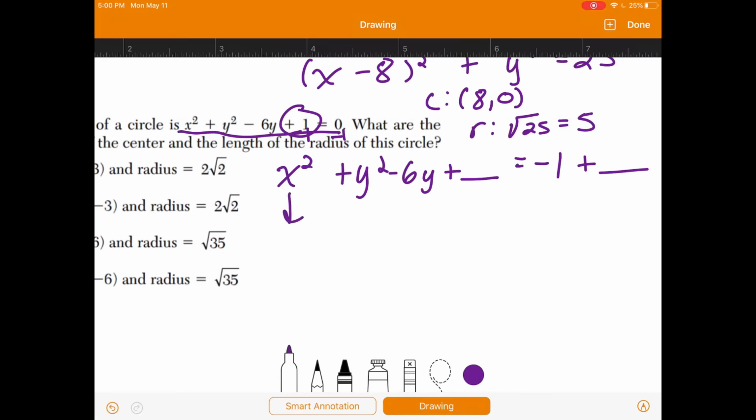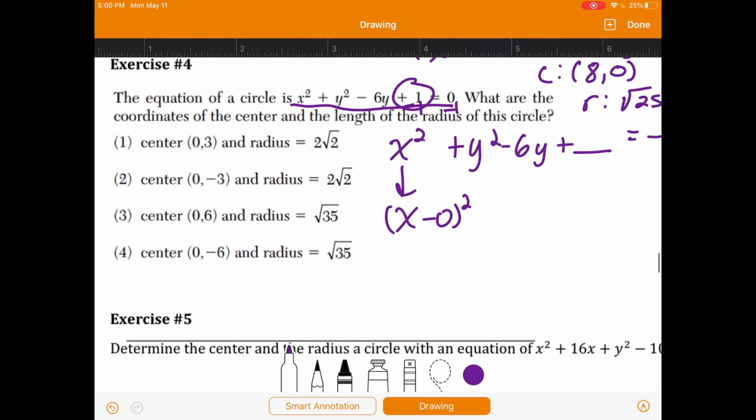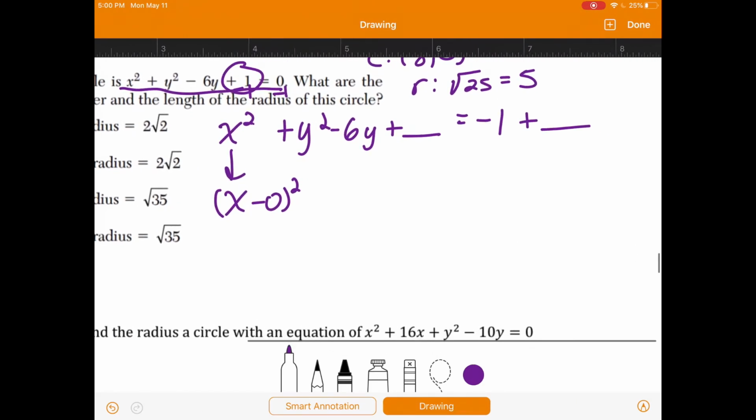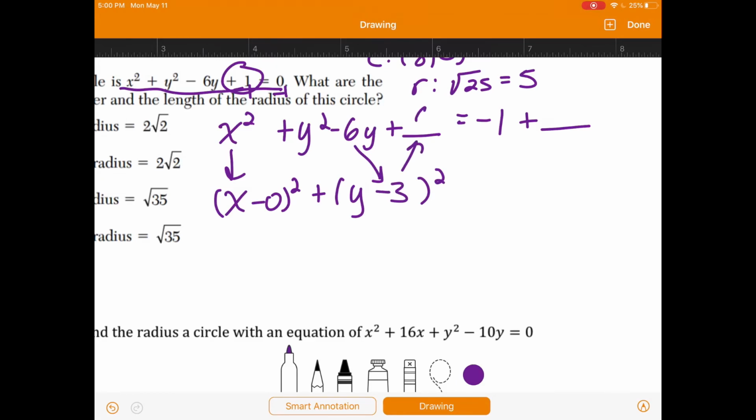So if we were going to factor x squared, it's still just x squared or x minus 0 squared. Okay, if you want to think of it that way so that you can find the center. For everything here, the x value is 0, so that actually doesn't help us that much. But if we go ahead and look at the next part, we've got the y's, and we've got negative 6. If you divide that by 2, you get negative 3, and then when you square it, you get 9.